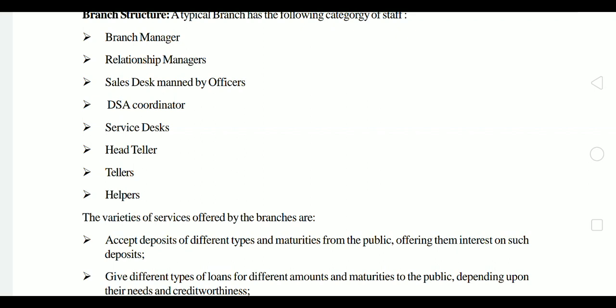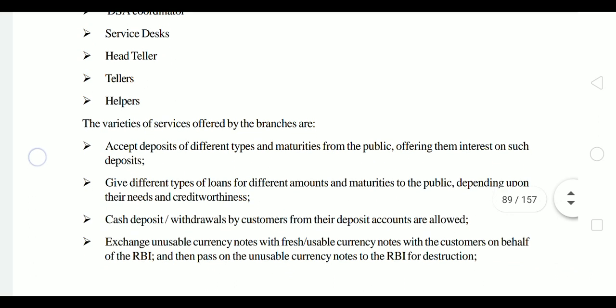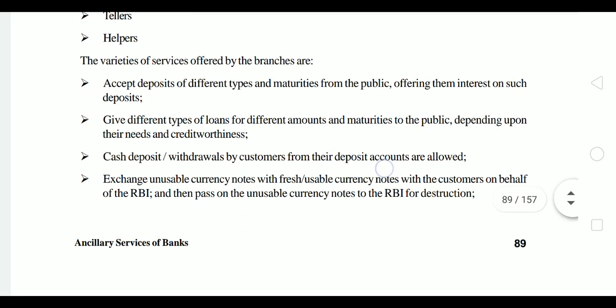Now every bank appoints direct selling agents just to sell the services that a bank is providing directly to the customers. So these agents help the banks to sell the services directly to the customers. The banks provide some commission to the agents. Next we have service agents. Then we have the head teller, the tellers, and the helpers. There are a variety of services, as we know that there are many functions of commercial banks. Primary and secondary functions are there. Then mainly what are the various services that are offered by the branches?